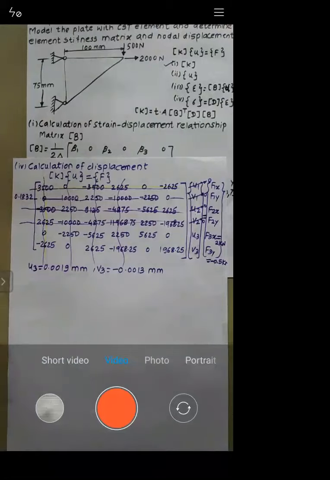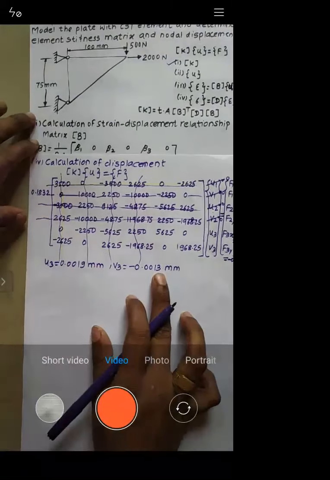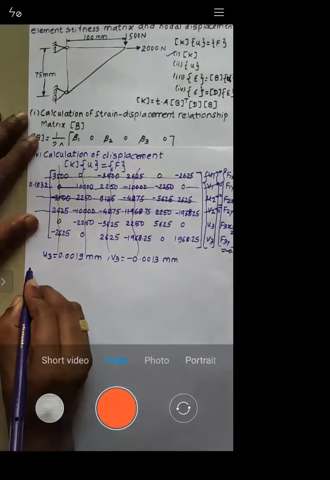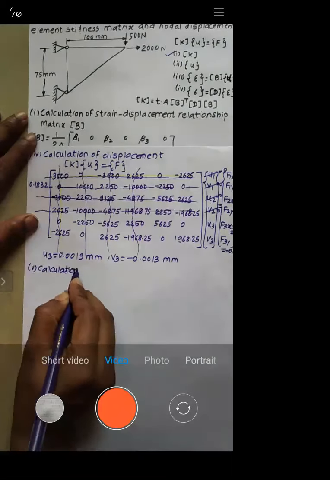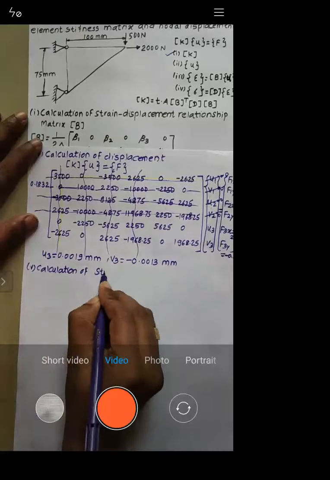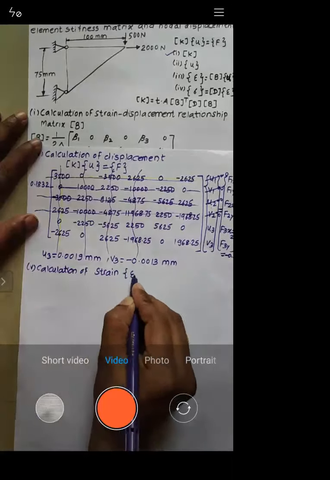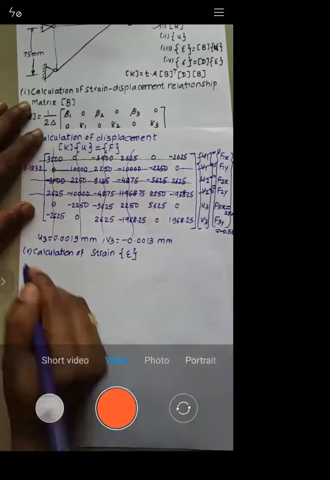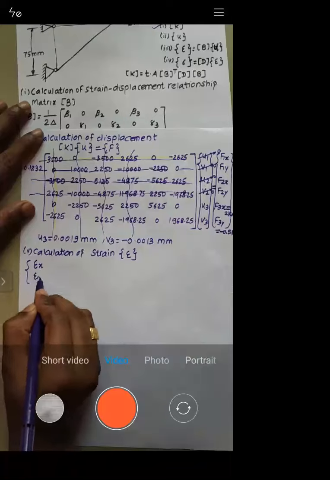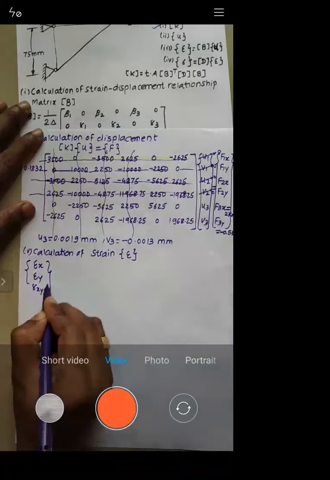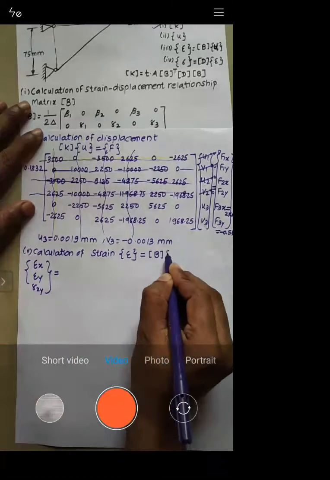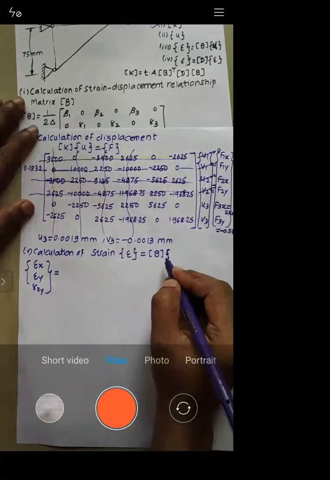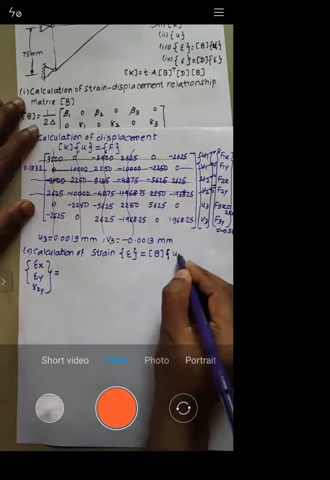Now can you calculate the next term, that is strain? We have displacement, right? Can we calculate strain? Tell me. Simple formula. It will hardly take 5 minutes. Calculation of strain E. This was not asked in the problem. How will you calculate strain E, that is Ex, Ey, and gamma xy? Strain is given by B into displacement, right? So B into U.